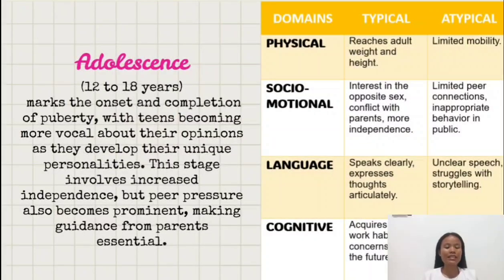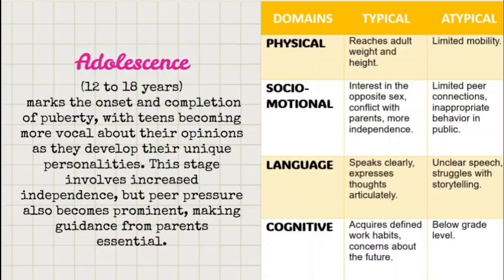Last is adolescence. 12 to 18 years marks the onset and completion of puberty, with teens becoming more vocal about their opinions as they develop their unique personalities. This stage involves increased independence, but peer pressure also becomes prominent, making guidance from parents essential. Now we have here the adolescence typical and atypical development among children under the 4 domains.